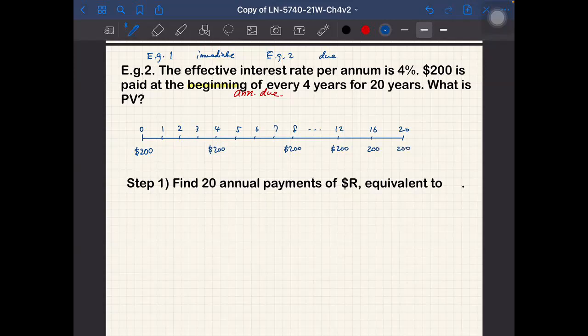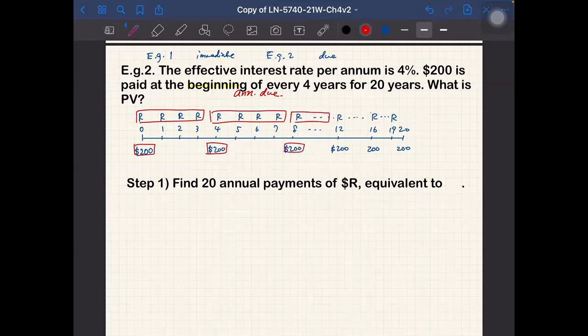Now we think about the annuity due which has the same present value as this cash flow. That means the payment of R from time 0 to time 19, so we end the payment at 19. The first 4 payments correspond to this 200, the second 4 payments correspond to the next 200, and so on. Finally, the last 4 payments from 16 to 19 correspond to the last 200. This is how to formulate and solve this question.